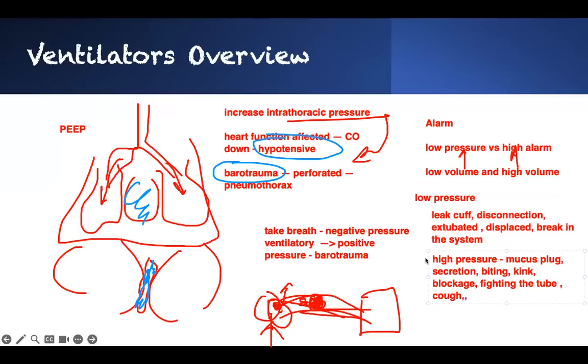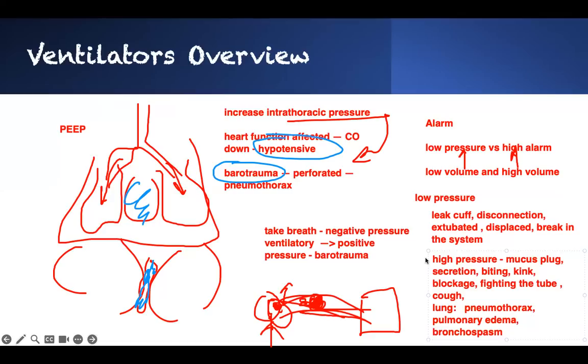Of course, there are things from the lung itself. What are the things that can cause pressure blockage? Pneumothorax is another one. A pneumothorax can cause a high pressure alarm because there's too much air leakage and it's causing the lung pressure to go up. Okay, pulmonary edema is another thing that can cause a high pressure alarm. Bronchospasm.